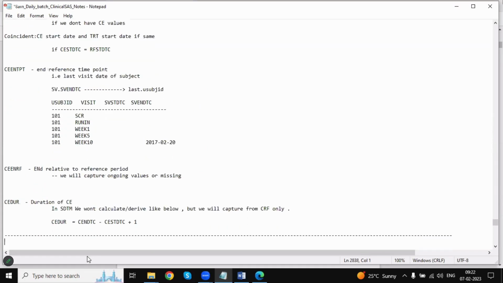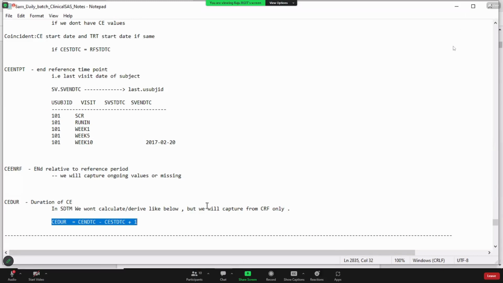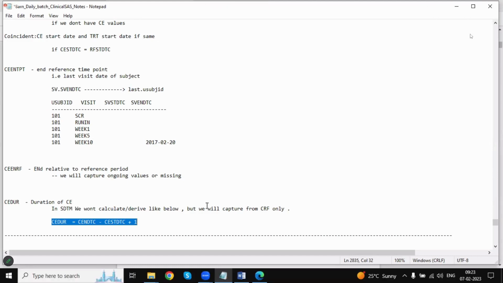The duration we generally won't derive programmatically. This is the general formula: end date minus start date plus 1, and we'll get the duration. But mostly in the CRF itself they'll capture the duration details, so only those details will be captured in the dataset. At the SDTM level, at the ADaM level, if any data is still missing, if duration details were not collected, at the ADaM level we can apply this formula and derive the duration if required.